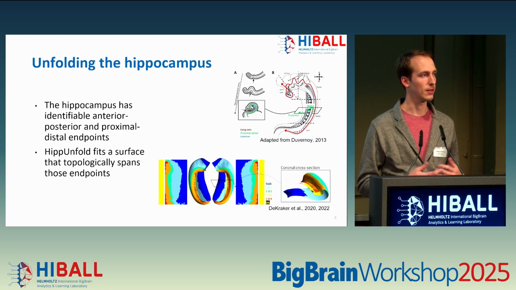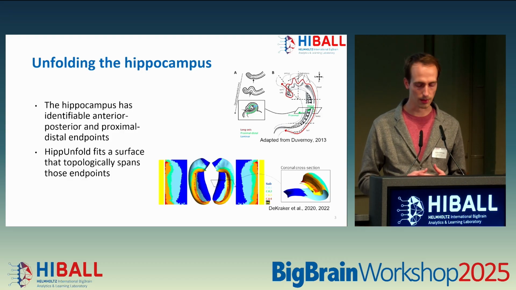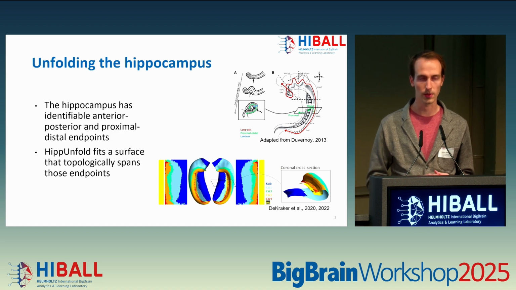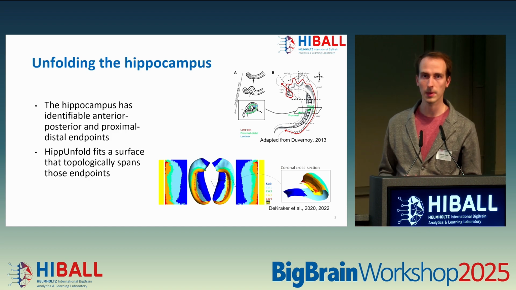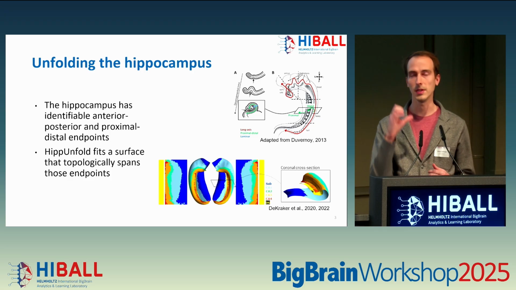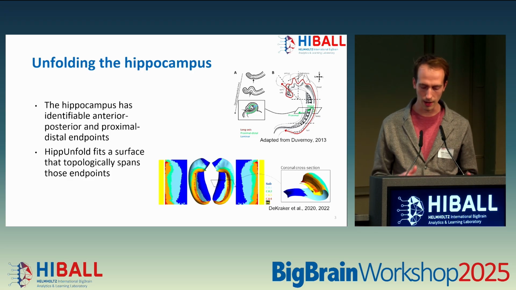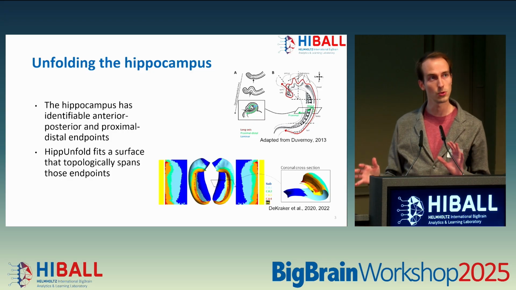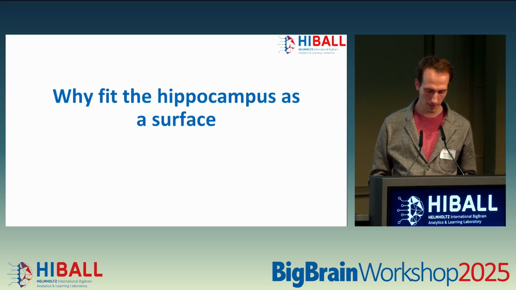And then HIP Unfold is this piece of software we developed that basically will automatically fit a surface between these endpoints. So it will keep a topologically continuous surface. And for those familiar with the hippocampus, you'll recognize this kind of curled up C shape. And so if you want to understand how that fits into the model, I've just taken a cross section here, and you can see that C shape that you usually see in a coronal view.